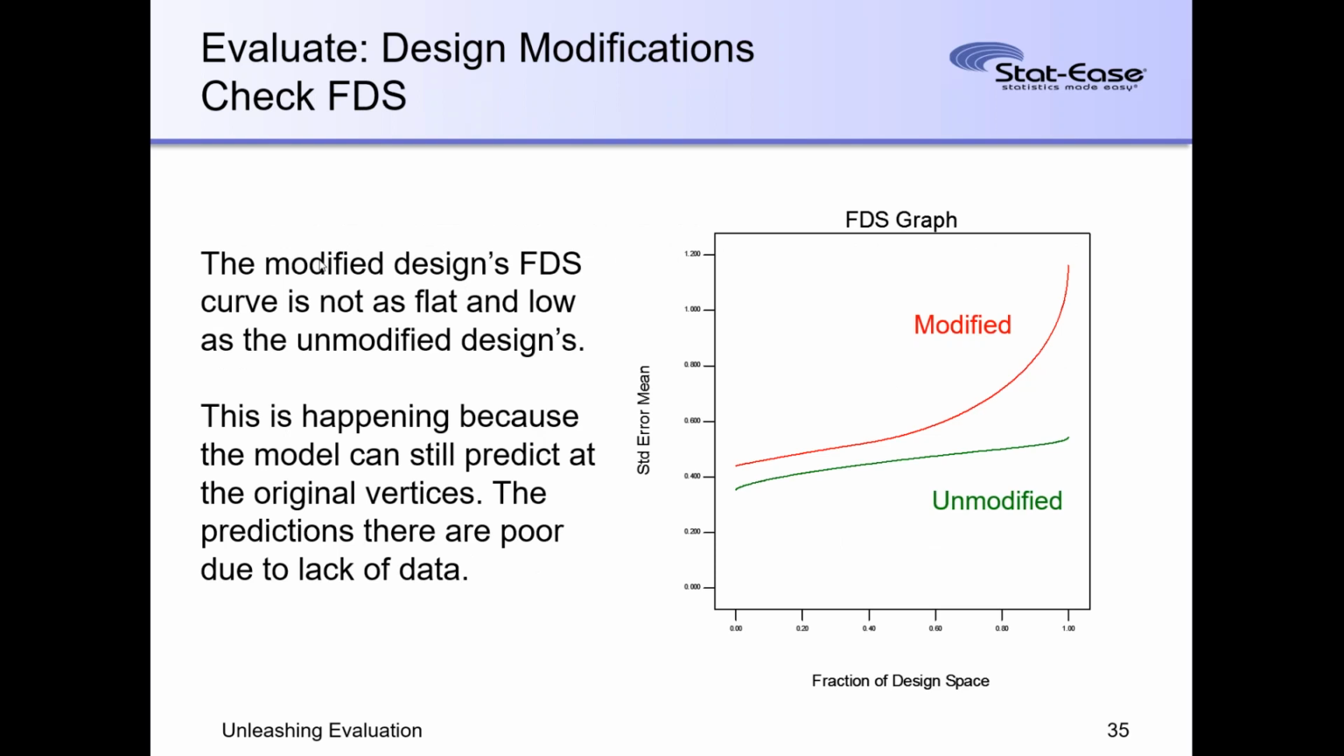So when you look at the fractional design space for this design, the modified design's fractional design space curve is not as flat and low as the unmodified design's. This is mostly happening because the design can still predict at the original vertices. We just changed those runs, we didn't restrict the predictions. The predictions will be poor beyond those halves because there's no data out there anymore.